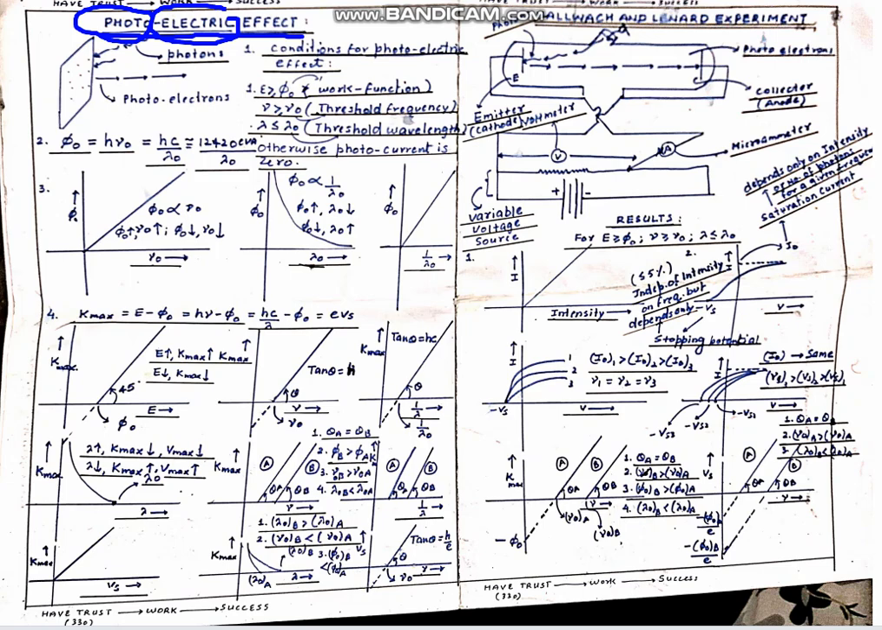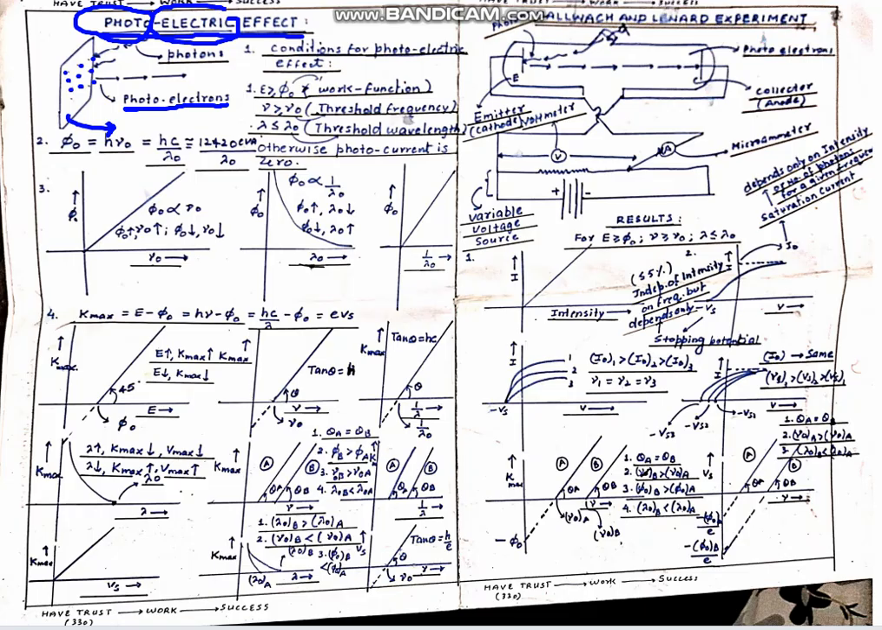Suppose this is the metal plate, and on the metal plate there are electrons. When photons fall on these electrons, they are emitted. They leave the surface of the metal if they have sufficient kinetic energy to overcome the work function. We name these electrons photoelectrons. We'll study in a very optimal, to-the-point way.